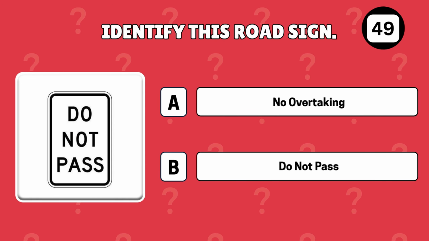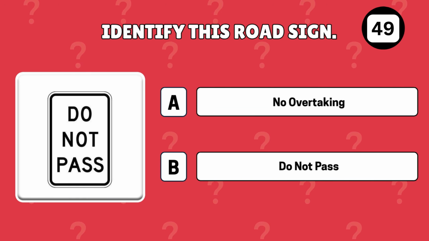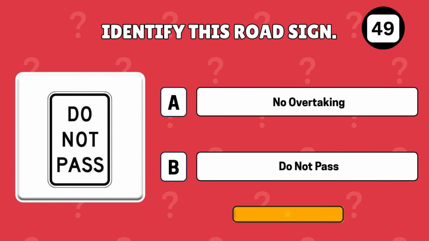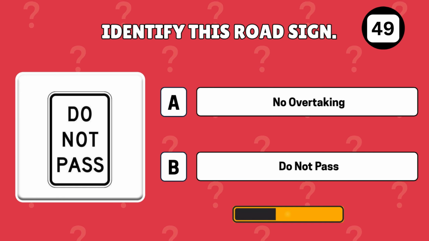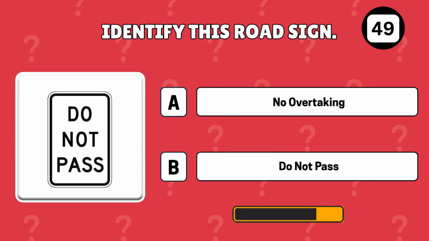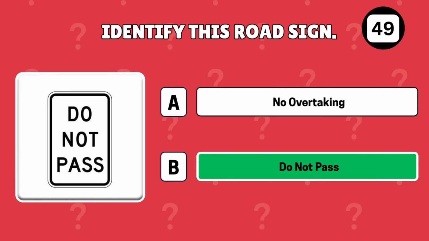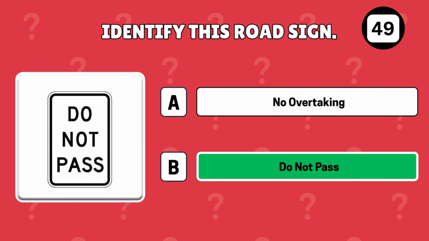Identify this road sign. A. No overtaking. B. Do not pass. Brilliant! This is the do not pass sign.